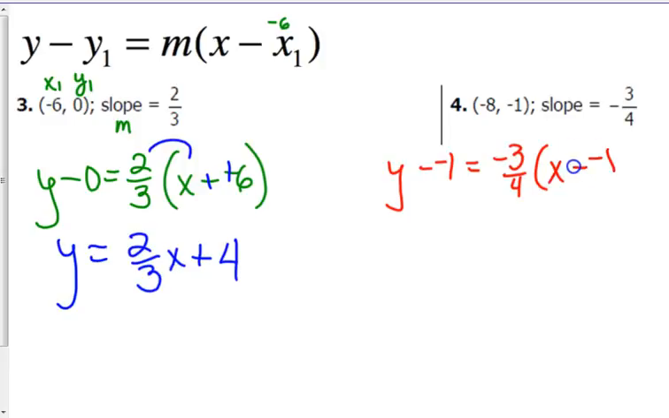Yeah, it's minus a negative 8. And there was also a negative on the 3/4. I wasn't sure I heard you say that one. But you did say plus here and plus here. Good job.